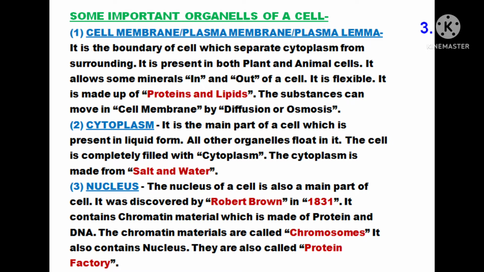3. Nucleus. The nucleus of a cell is also a main part of cell. It was discovered by Robert Brown in 1831. It contains chromatin material which is made of protein and DNA. The chromatin materials are called chromosomes. It also contains nucleolus. They are also called protein factory.